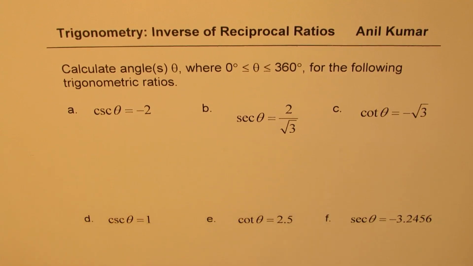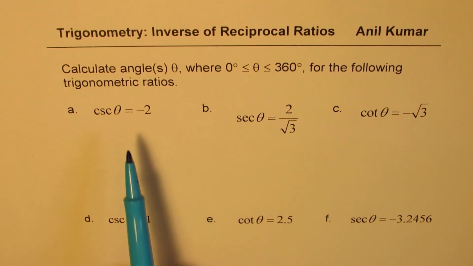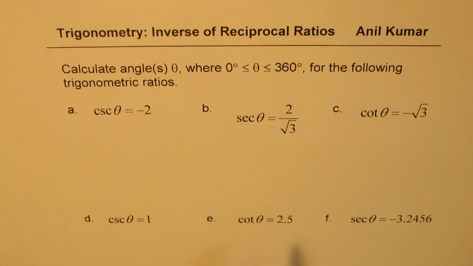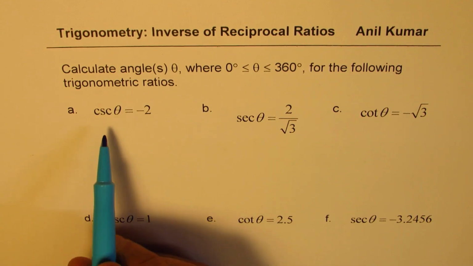The first four can be done using special triangles. So no calculator is required for the first four, but we'll need a calculator for the last two examples. Okay. So what do you need to know?